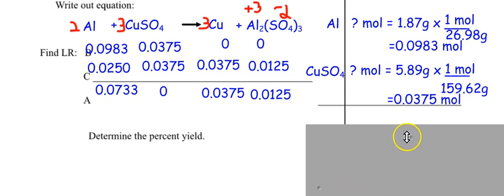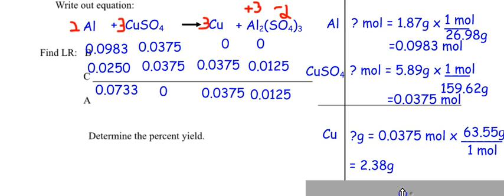All right, how'd you do? Well, this is what I did. I got 2.38 grams is what I should come up with. So now I need to find the percent yield. Well, percent yield is actual. What did I really make in lab? That's hopefully tomorrow. And what should I make? That's stoichiometry. That's your math. So what's that equal to?